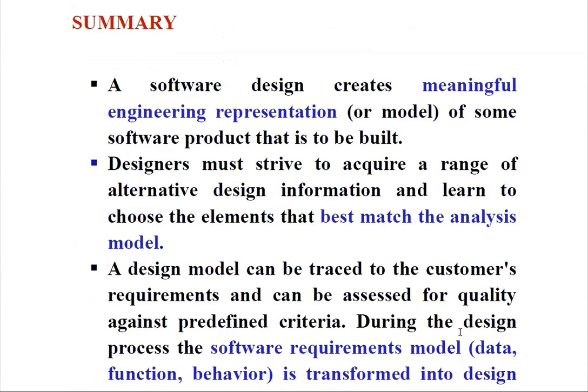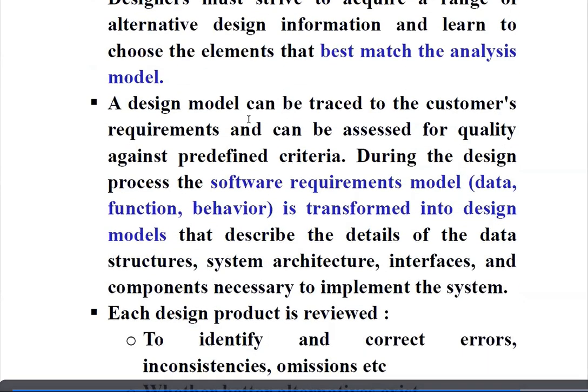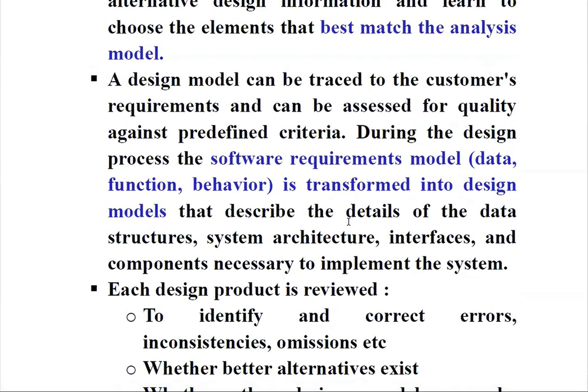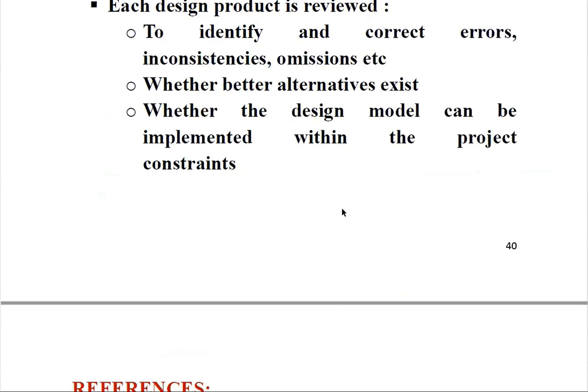Now I have come to the end. I will take up the summary. A software design creates a meaningful engineering representation of some software product that is to be built. As I told you, a software product can be a service, a solution, anything. Then comes the design model. The software requirement model is transformed into the design model, so the SRS is required. Each design product is reviewed for all these factors we just read.